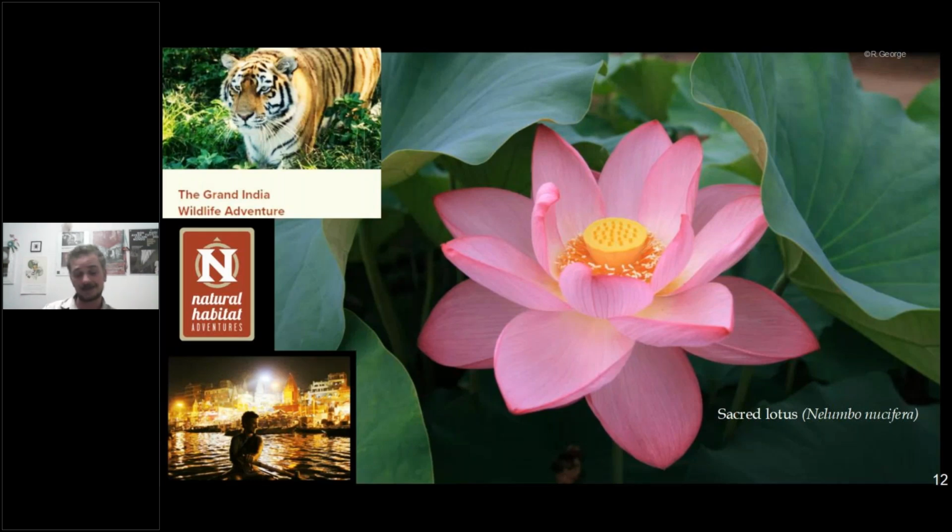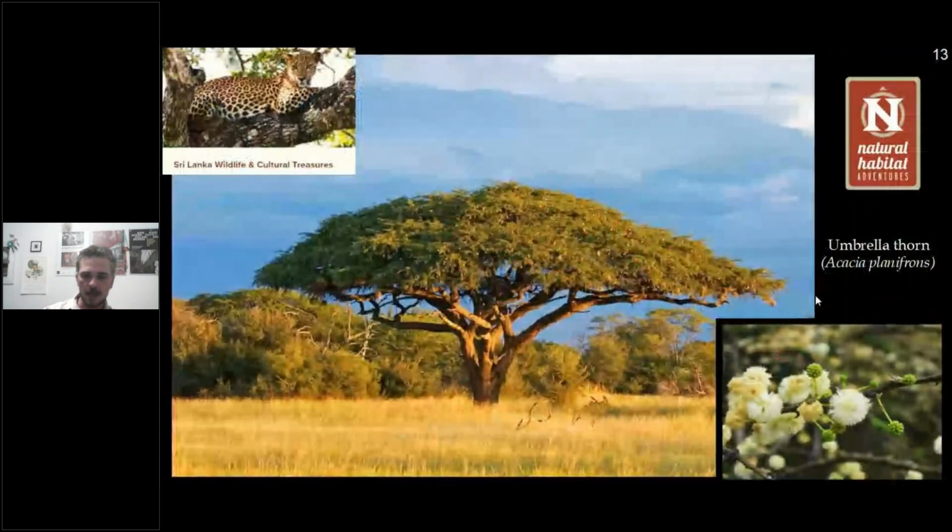One of the unforgettable trips that Nat Hab offers in this land is definitely the Grand India Wildlife Adventure. It is just fantastic. More characteristic of arid and water-poor environments, here is a tree native to India, but also native to Sri Lanka, the umbrella thorn. It is a thorny shrub with characteristic white, gentle flowers. It is a beautiful tree, as is the trip there called Sri Lanka Wildlife and Cultural Treasures, an amazing one.